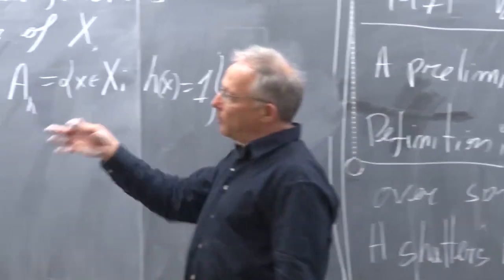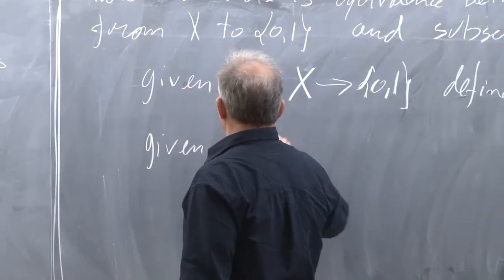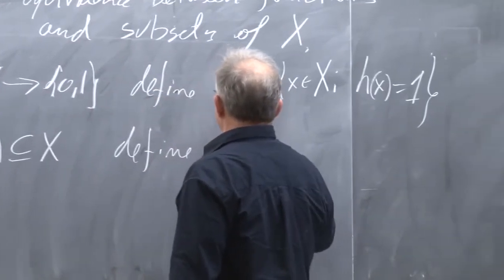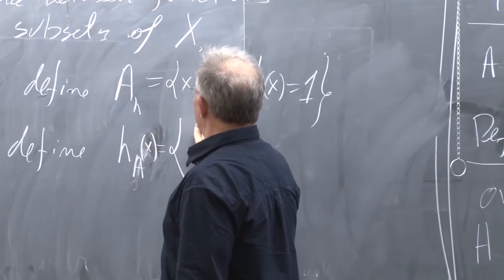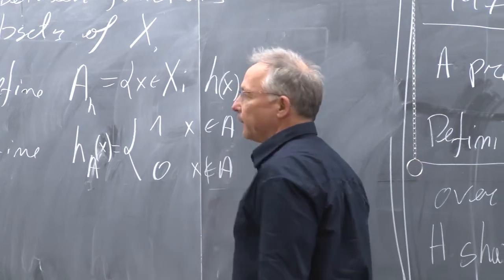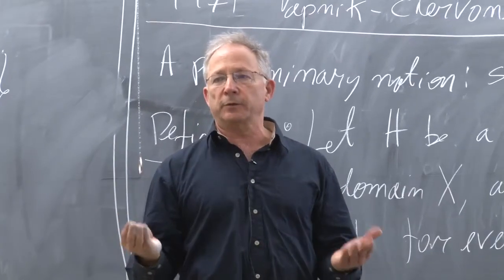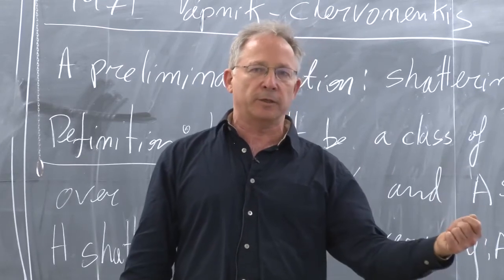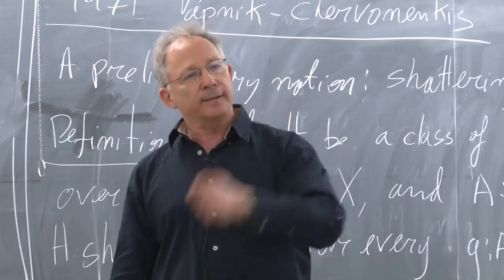Right? And given, and I can go backwards. Given any subset of x, I can define a function HA that will be HA of x will be 1 if x is in A and 0 if x is not in A. And we can see that this mapping is a perfect matching between those two objects. For every function, there is a subset, the subset of all points on which it is 1. For every subset, there is a function, the function that gives you 1 in the set and 0 outside.